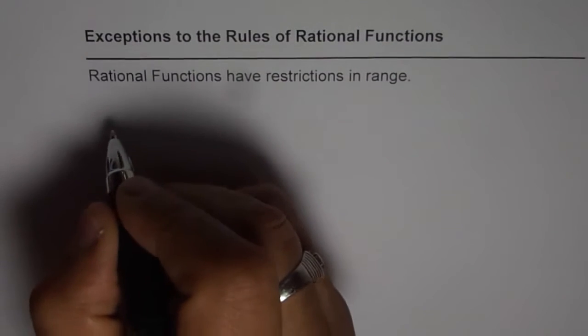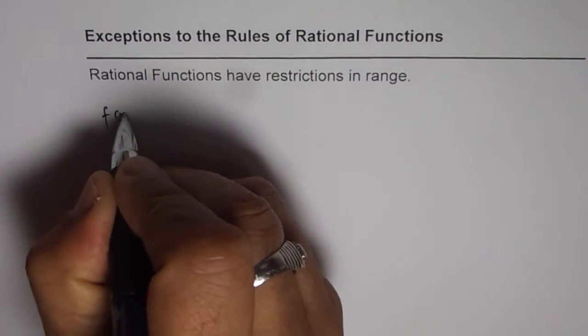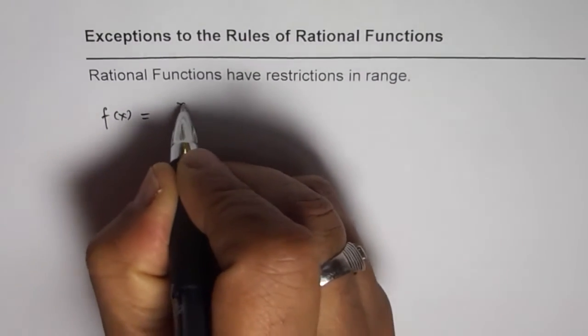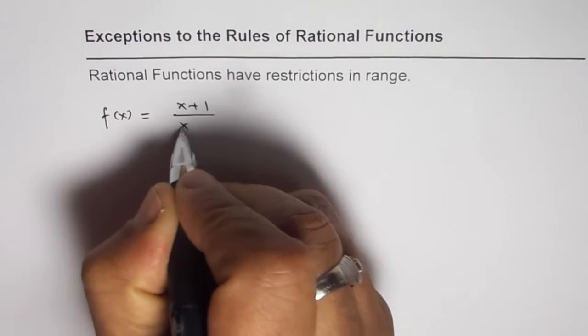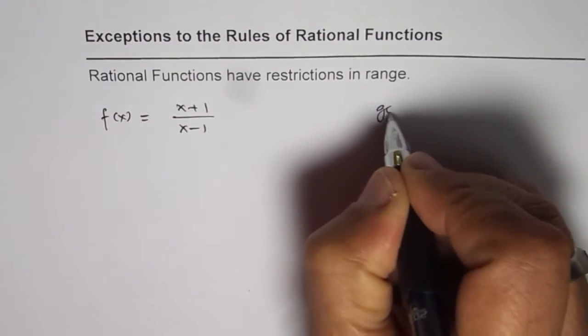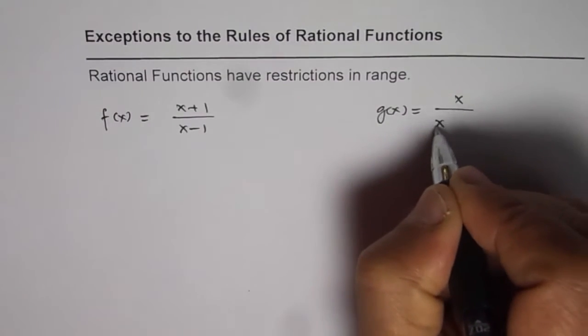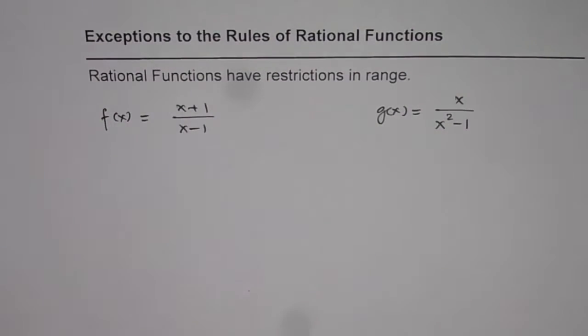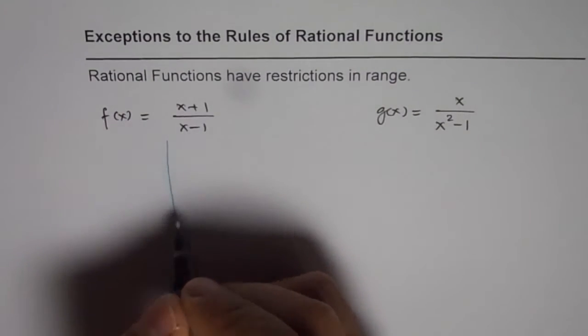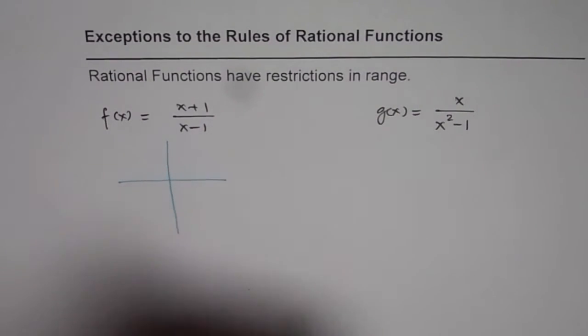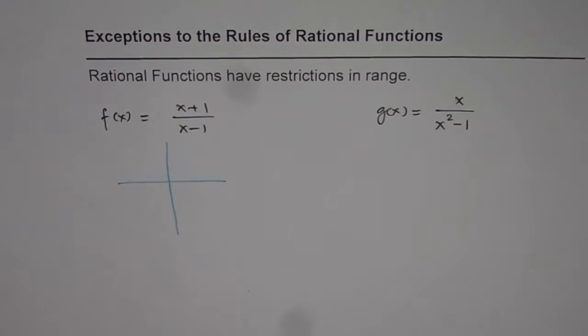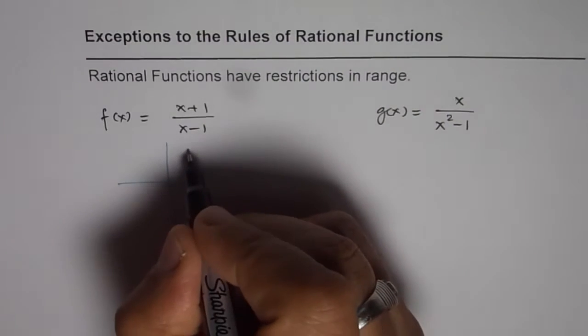Let us consider two functions. Let us say f of x equals x plus 1 over x minus 1 and g of x equals x over x squared minus 1. And let's draw their graph. So if I draw this graph for f of x, then what do we get? We'll get a vertical asymptote at x equals 1.